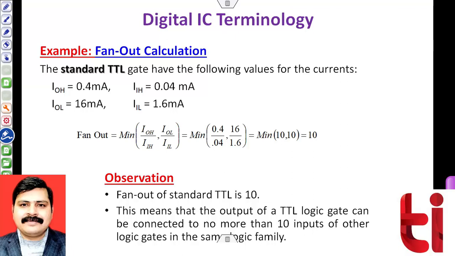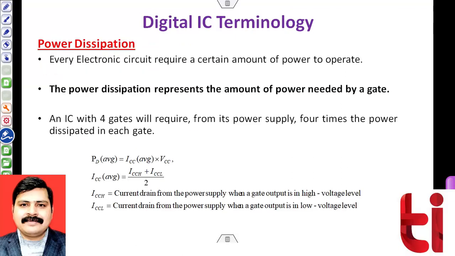So what will happen if one is going to increase this quantity beyond 10? Suppose 12 inputs have been connected. That means the output will not be properly functioning, because the capability of a gate in the case of TTL logic is to drive only 10 similar gates in the same logic family. So this is the technical meaning of fan out.